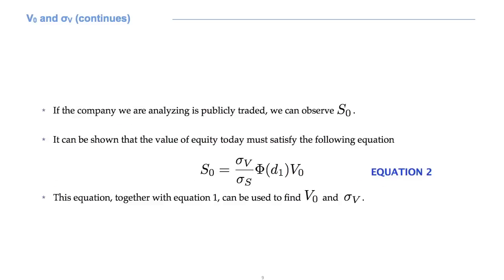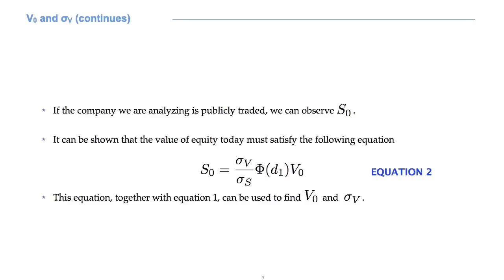If we assume that the company we are observing is publicly traded, S0, the value of equity today, is known. This fact can be exploited to obtain V0 and sigma_V using optimization. In fact, S0 must satisfy the following equation coming from stochastic calculus.